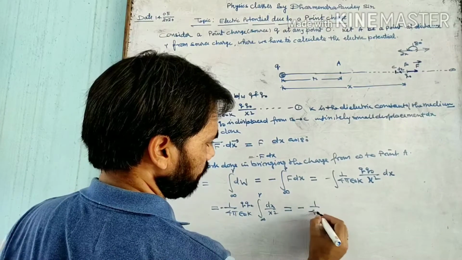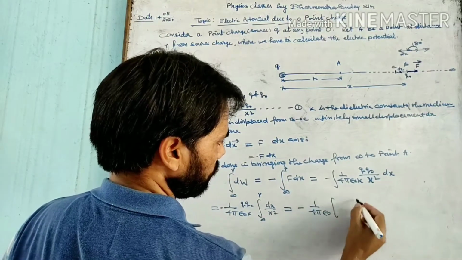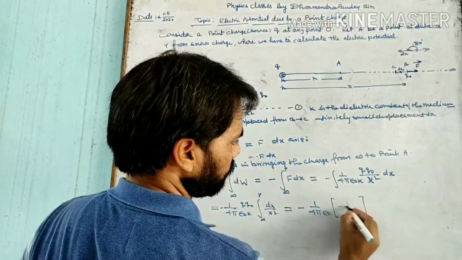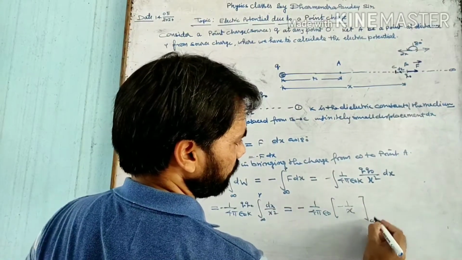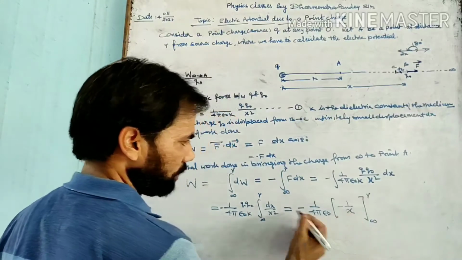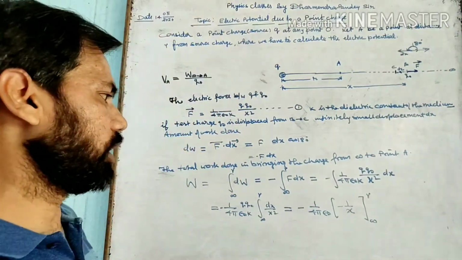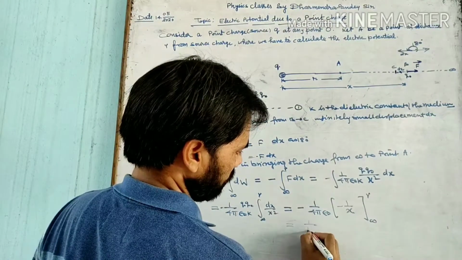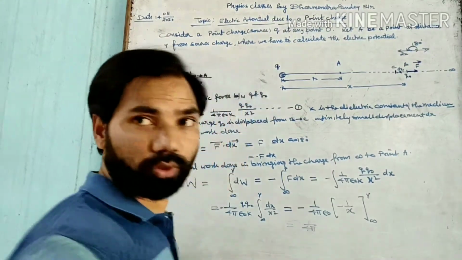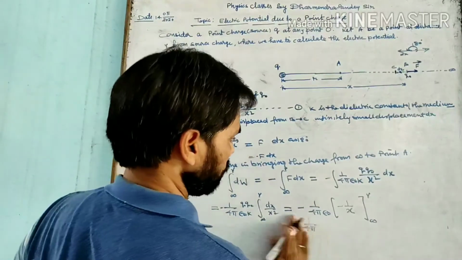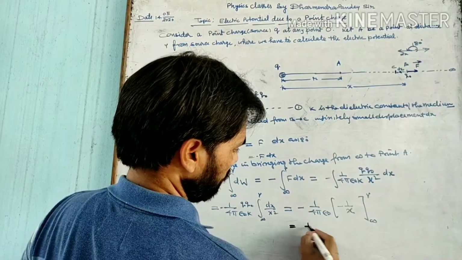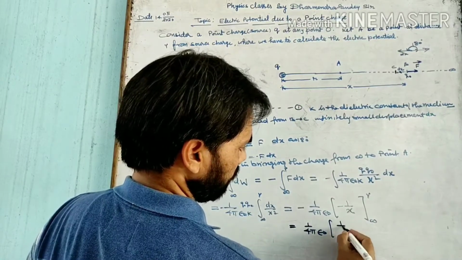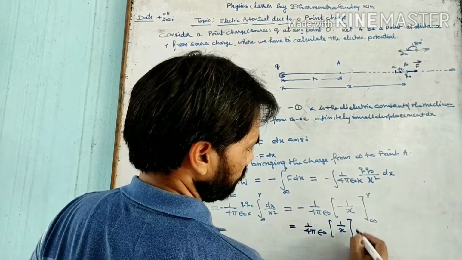minus 1 upon 4 pi epsilon 0. Integration of 1 upon x square dx can be written as minus 1 upon x from infinity to R, and if we take this minus sign outside, so we have positive 1 upon 4 pi epsilon 0, and here is the 1 upon x from infinity to R.